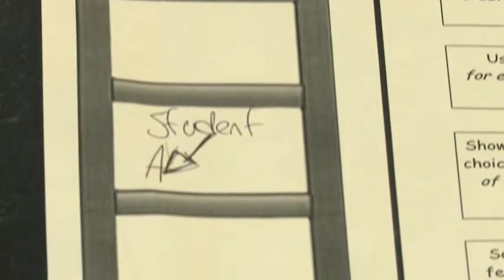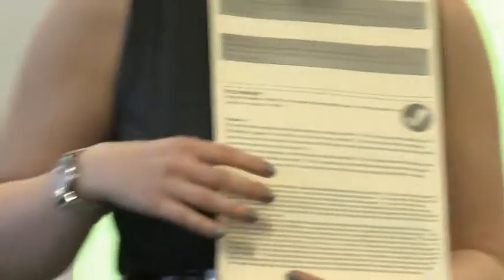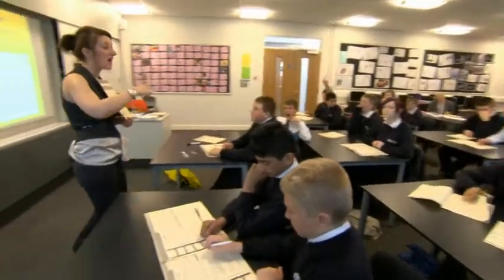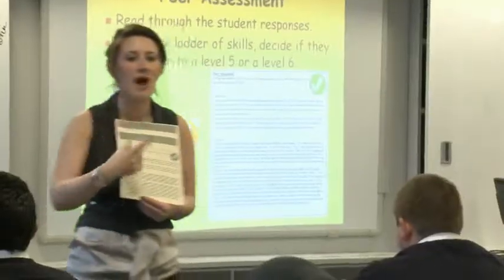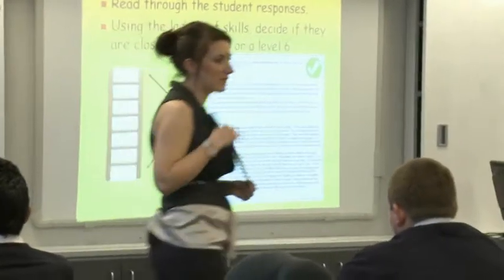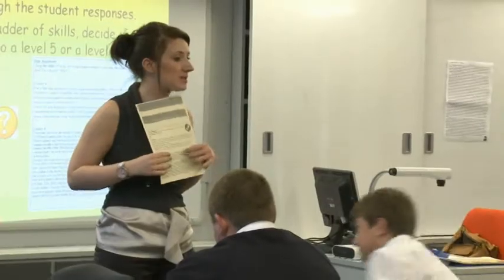What about student B? Where do you think they are? Can somebody point on their ladder of skills where they think? One of these? Here. They are, you're absolutely right. We're starting to look at level 6 right in here. Can somebody give me a reason why? One reason why they think they're starting to get a level 6. One reason why. Jake, this way. Aaron, go on, what were you going to say?